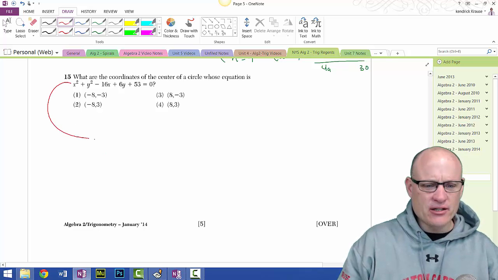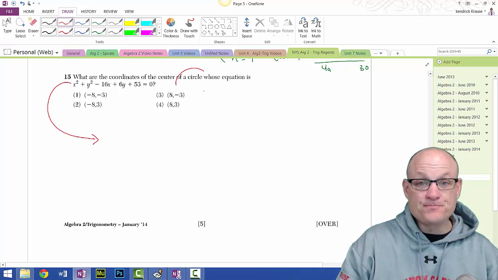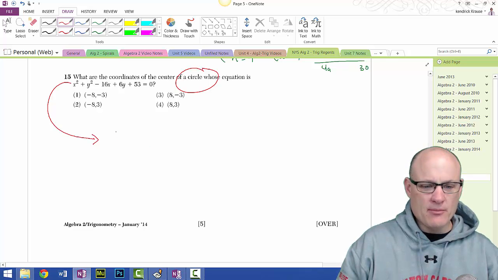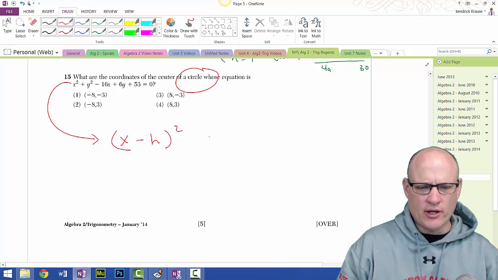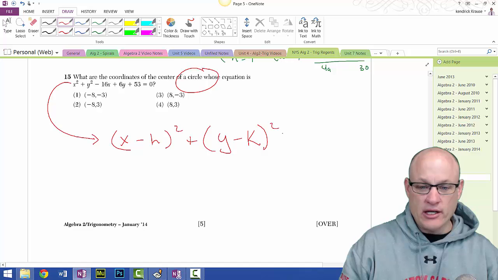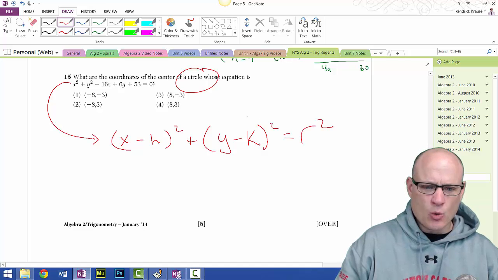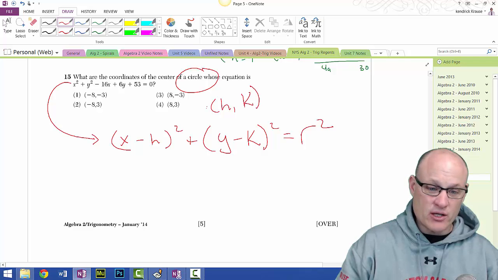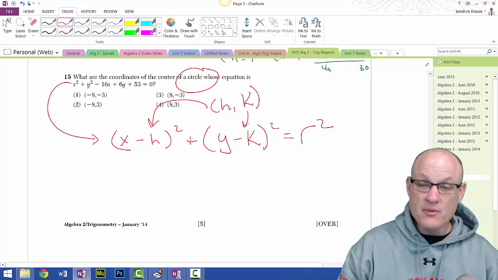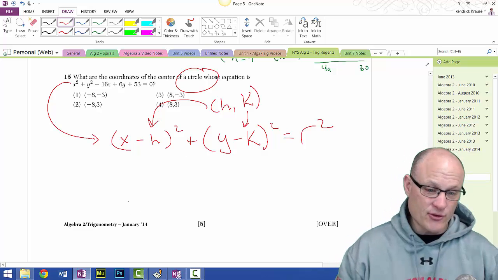Alright, so clearly this is a circle. And if you remember the formula for a circle, it's x minus h squared plus y minus k squared equals the radius squared, where h and k are the center. Remember, they go in with opposite signs, so they also come out with opposite signs. So that's the first thing we're going to do.